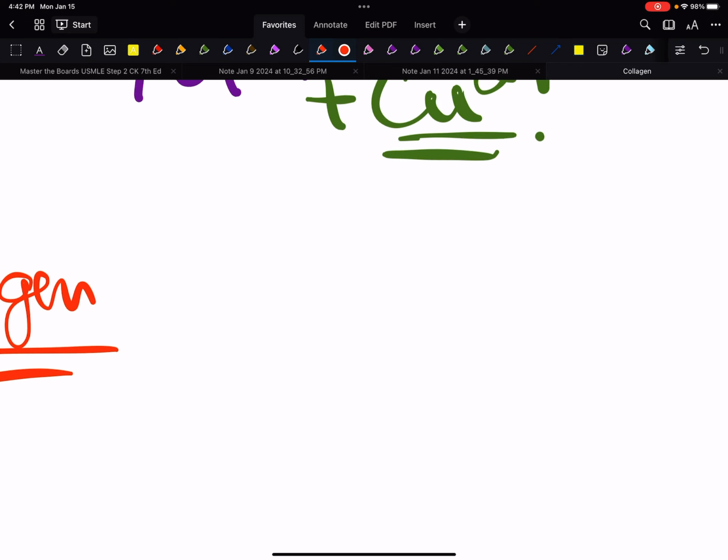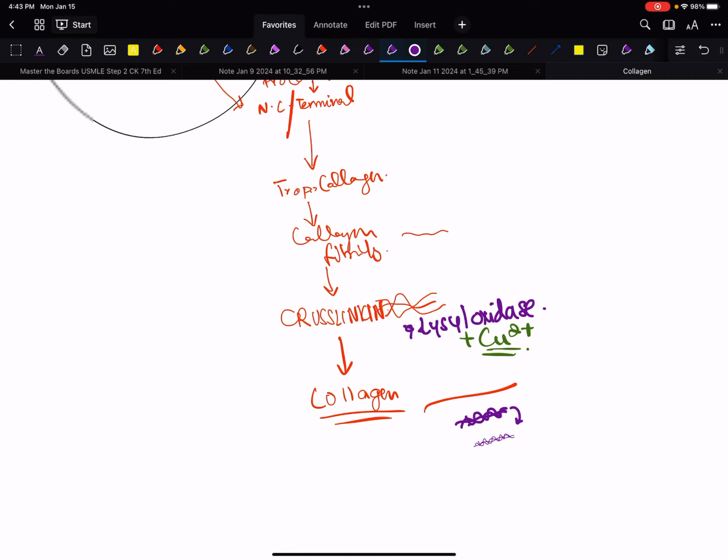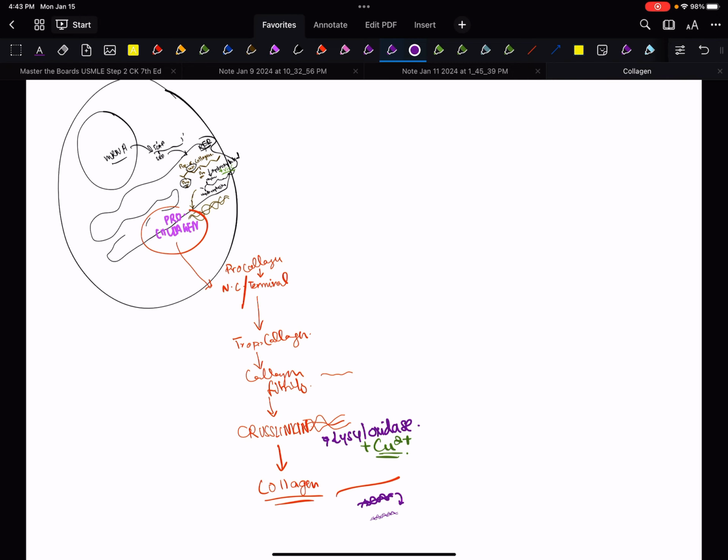So if we think about it, this strand of collagen is actually cross-linked tropocollagen, which in itself, each strand is cross-linked pre-alpha collagen. So that's the main pattern that we need to follow. What we can do to simplify it more is we can just do location and what's present there.